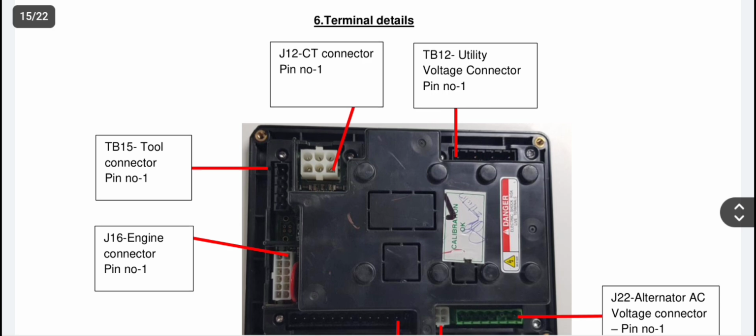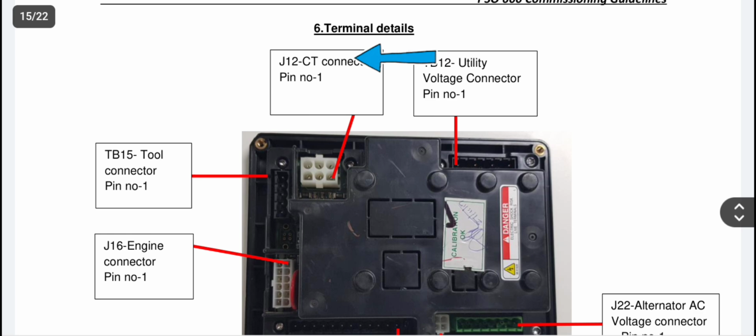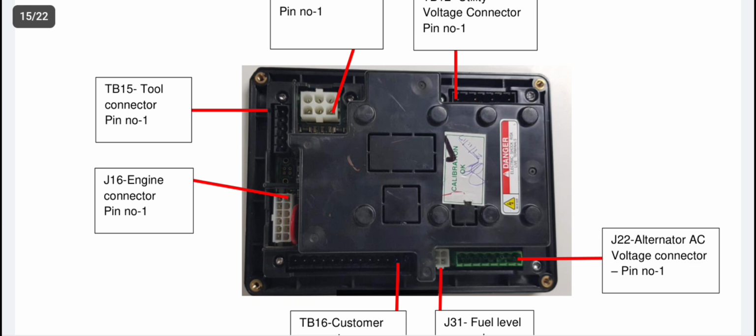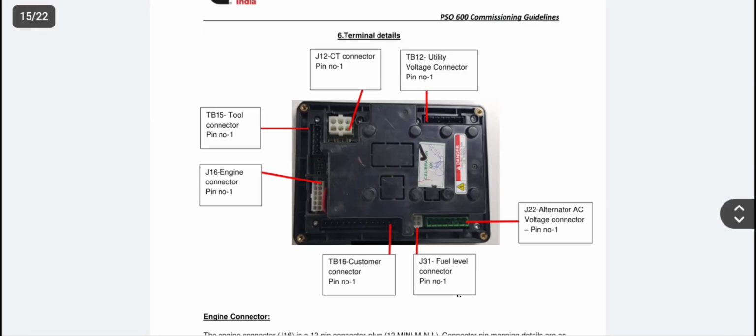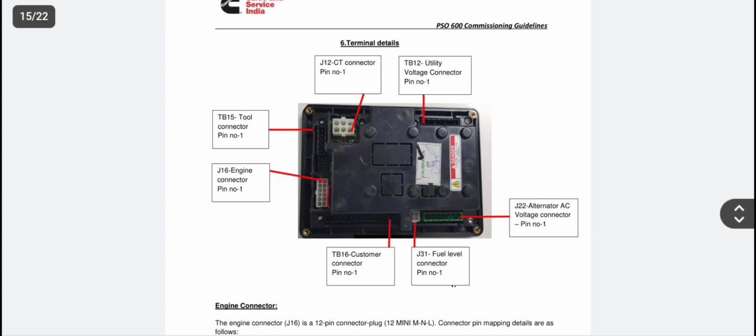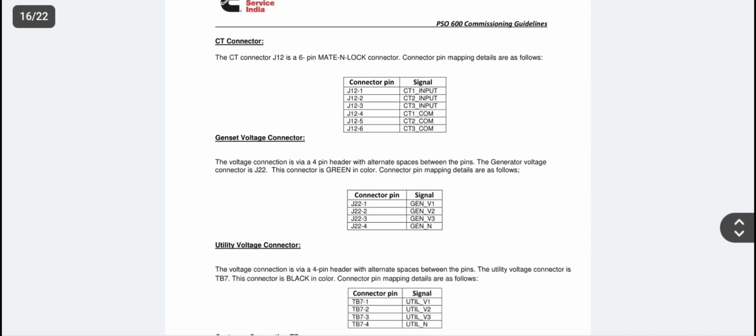The TB name is mentioned with the detail. As you can see, J12 CT connectors, pin number 1. TB15 tool connector, pin number 1, and also TB J16 engine connector pin number 1. All start from pin number 1 to this side to the end. You can take another screenshot if you're doing the wiring of this controller auto start.